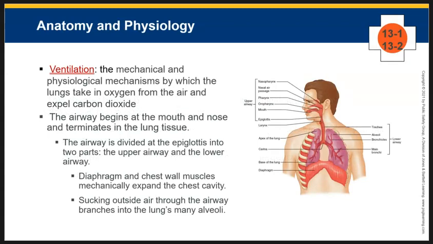Ventilation is the mechanical and physiological mechanism by which we take a breath. So we look at the structures of the upper airway beginning at the mouth and nose, through the pharynx, and stopping at the larynx, or the voice box, and then consider the lower airway as well, being the trachea branching into the bronchi and bronchioles and terminating with the alveoli.